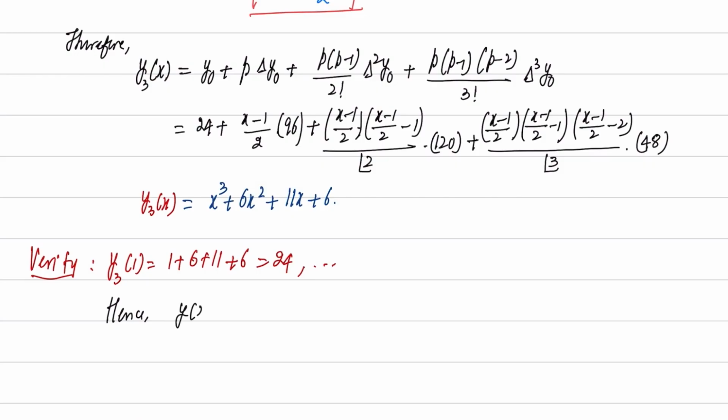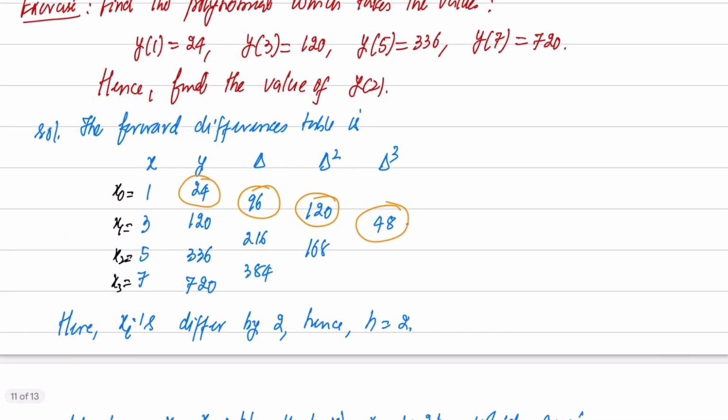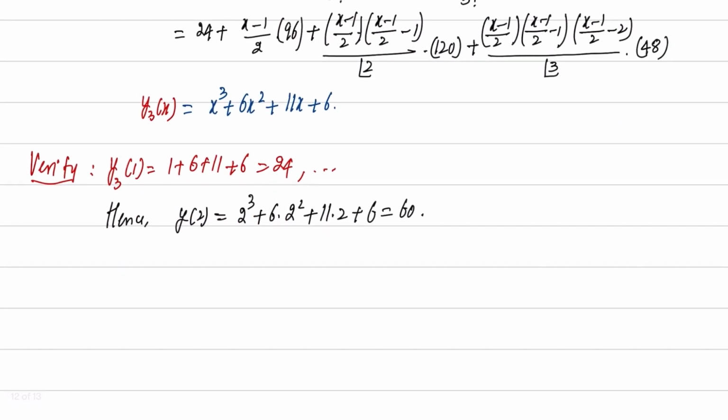Hence, y of 2 is equal to 2 cube plus 6 into 2 square plus 11 into 2 plus 6, and this totals 60. Now we can see we were not given y of 2 here; we were given y of 1, y of 3, y of 5 and y of 7. Now we can easily calculate y of 2 and anything.